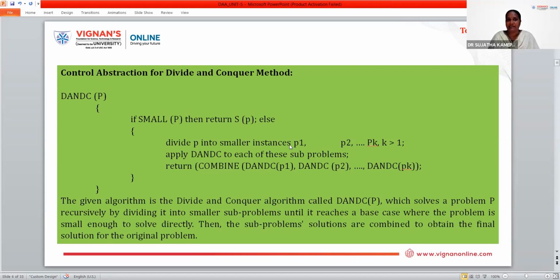So this algorithm assumes that the problem can be divided into smaller subproblems and each subproblem can be solved independently. The combine function is used to merge the solutions obtained from the subproblems into a single solution for the original problem. So the algorithm's efficiency depends upon the efficiency of the combine and small functions and the number and the size of the subproblems. I hope that you all understood this divide and conquer general method.